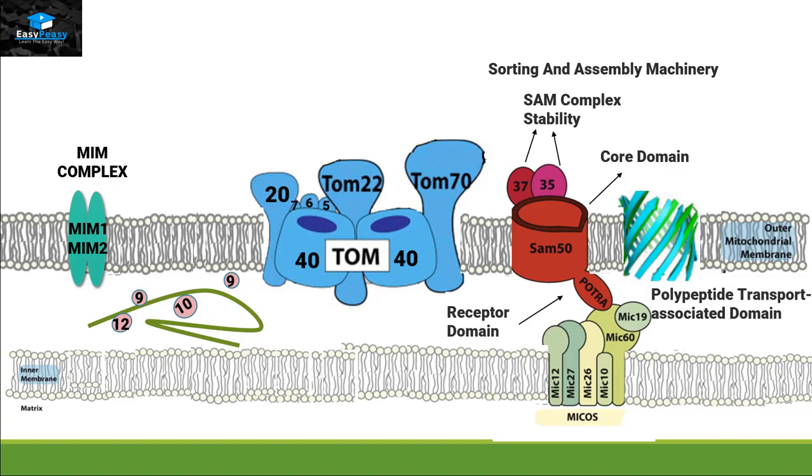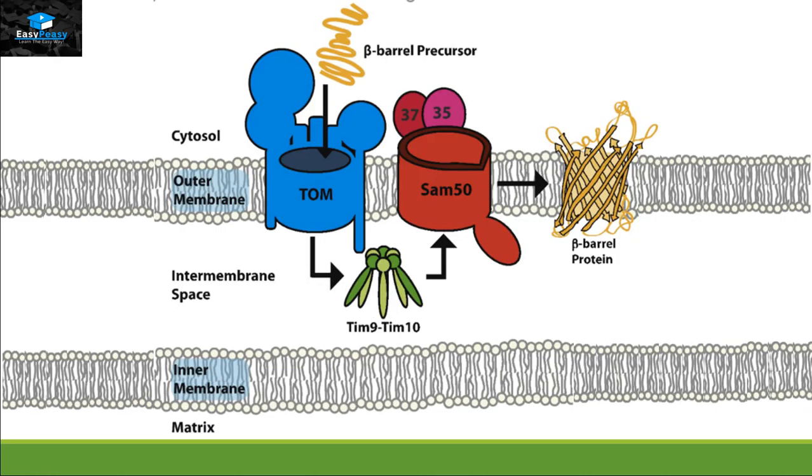Now let's see how it's going to perform its function. First of all, the protein from the cytosol will pass through the Tom complex, because as we know from the table, beta barrel proteins have 2 domain sequences inside the protein. The first sequence is called the Tom signal. It means that it will pass through the Tom complex first, and then it has the beta signal near the C terminal, and then it will use the SAM complex and incorporate itself in the outer membrane in the form of a beta barrel.